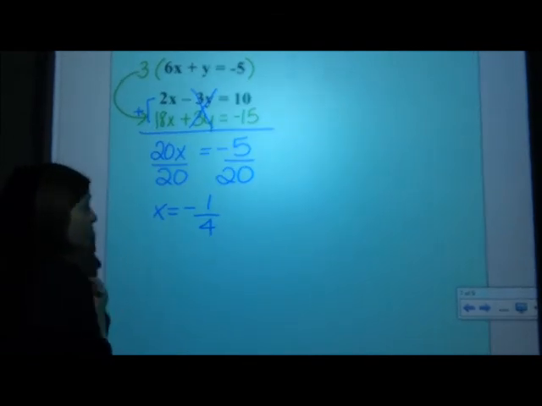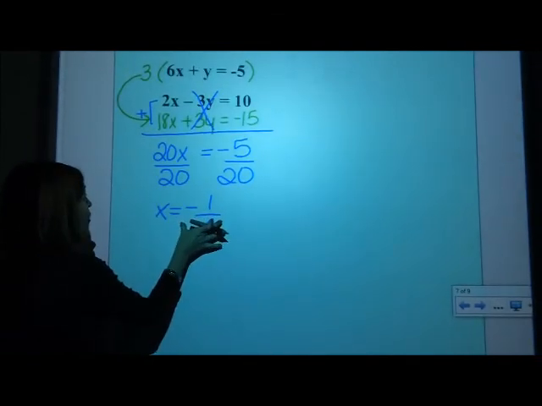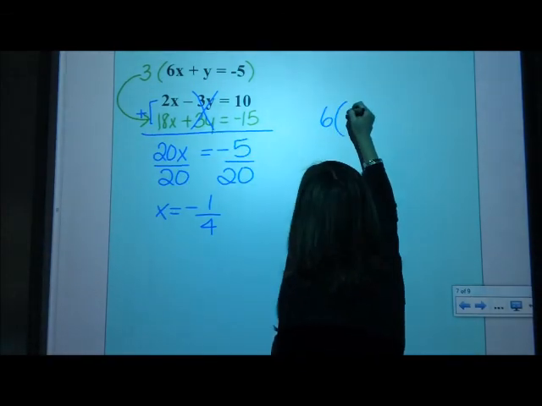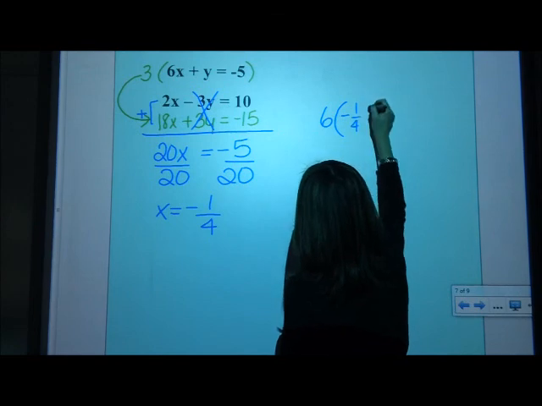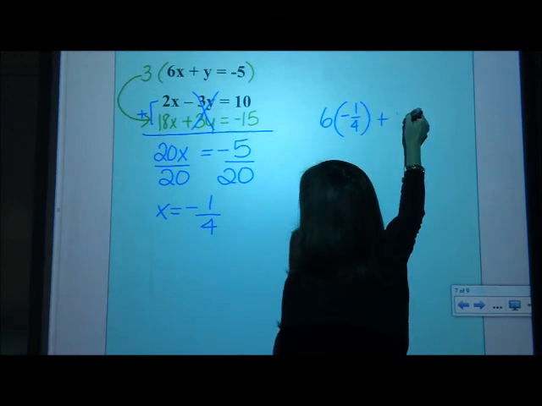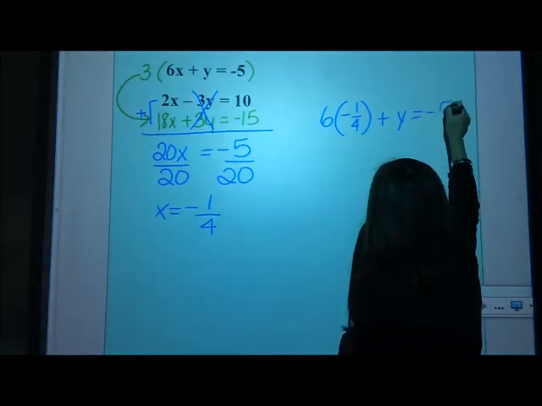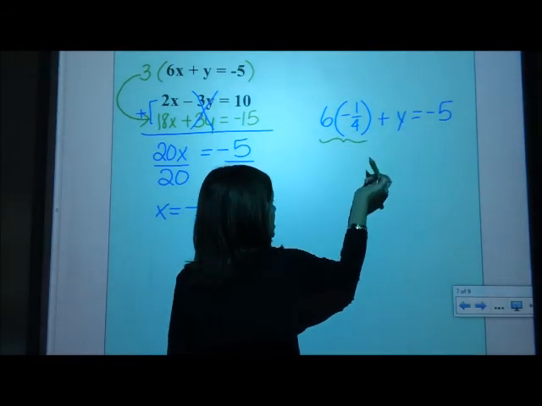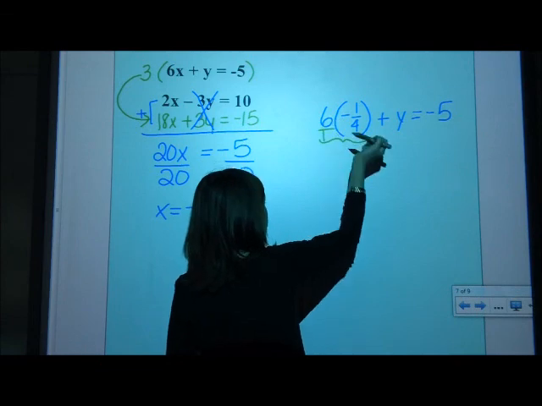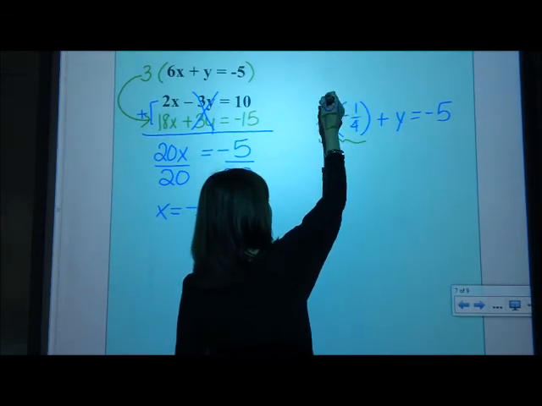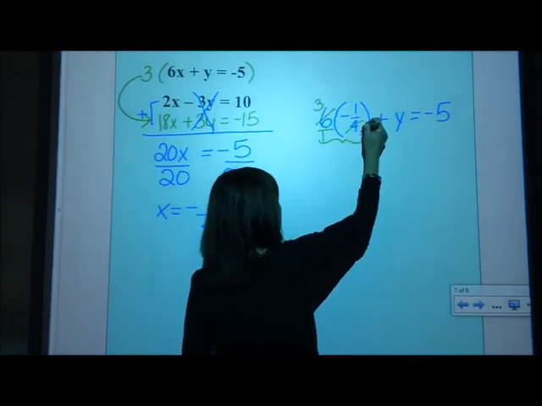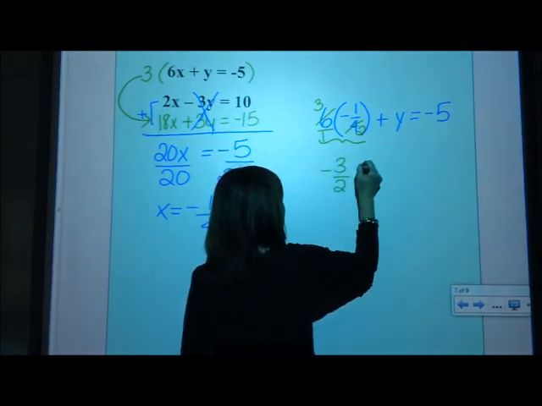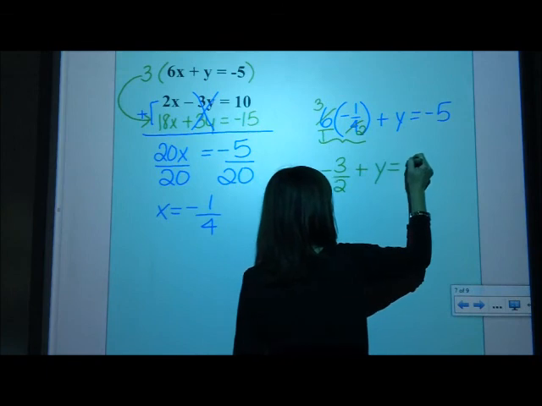Now, I'm going to try and be careful because I've got fractions. So I'm going to go into that first equation, and I'm going to put 6, negative 1/4, putting it in parentheses, plus y equals negative 5. We simplify this, then multiply. Simplify, then multiply, so it's 6 over 1. We divide 6 by 2 and we get 3. We divide 4 by 2 and we get 2. So now I have negative 3 halves plus y equals negative 5.